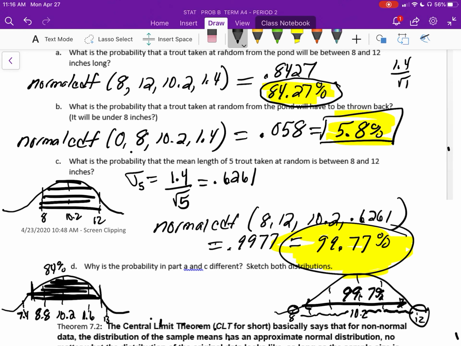Because the distance we're moving is smaller, it takes us longer to get to the point we're looking for on both sides, right? So that's why that one came out to look like that.